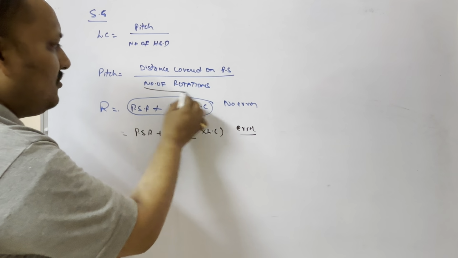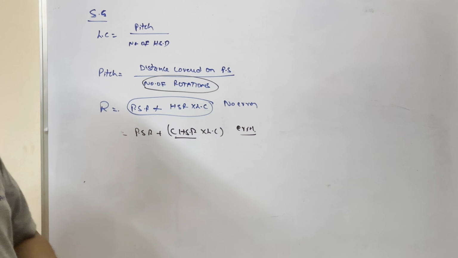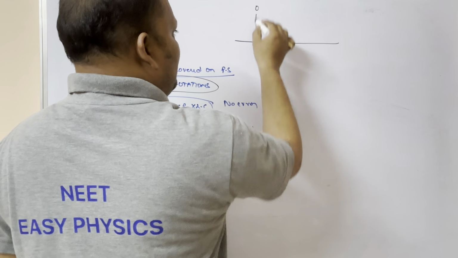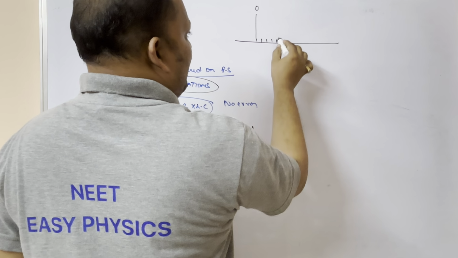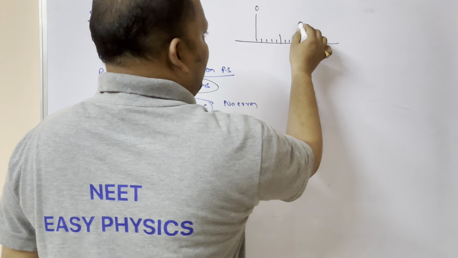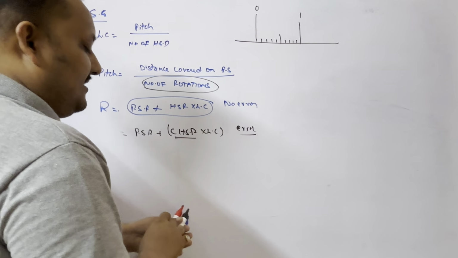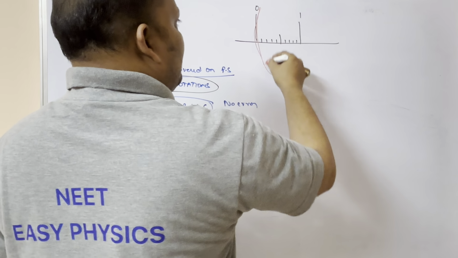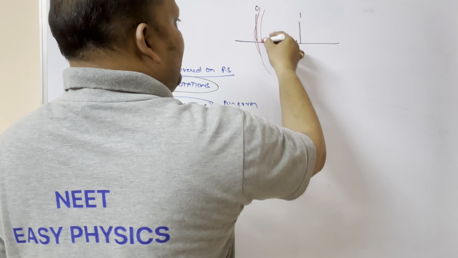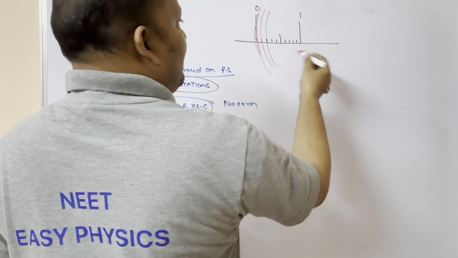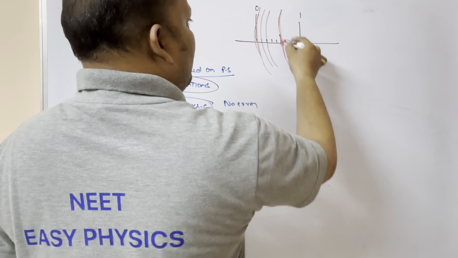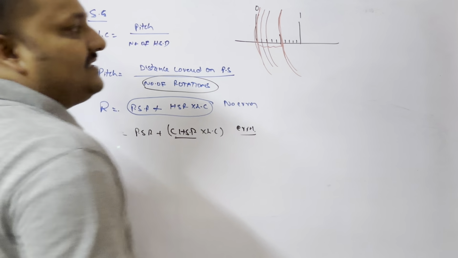So how to calculate this pitch or number of rotations? On the index line, you will have values like this: 0, 1, 2, 3, 4, 5, 6, 7, 8, 9. On the circular scale, it will be there like this. For one rotation, it will be moving like this. For two rotations, it will be going here. For 5 rotations, it will be going here. So for 5 rotations, how much distance is it covering?